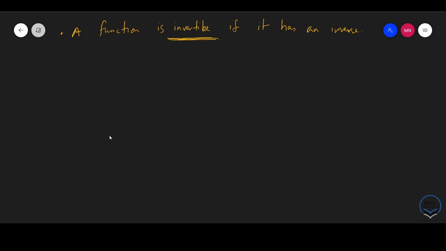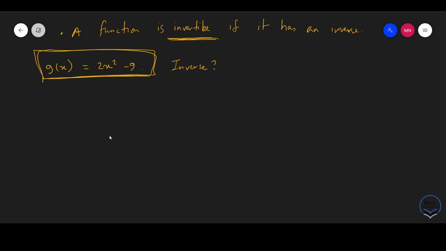So let's consider some function g of x, and this is equal to 2x squared minus 9. Right, so we have this function given, and we want to know if this function has an inverse function. Right, so how do we do this? We have to find out if this function is many-to-one or one-to-one. Right, if it's a many-to-one function, then this function cannot have an inverse.